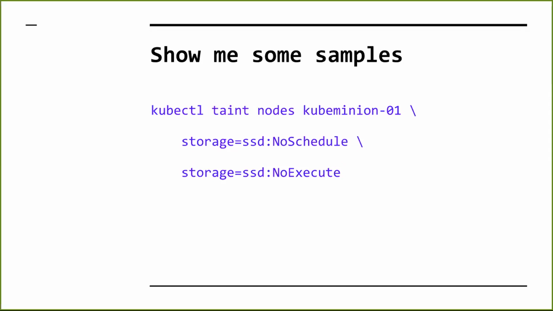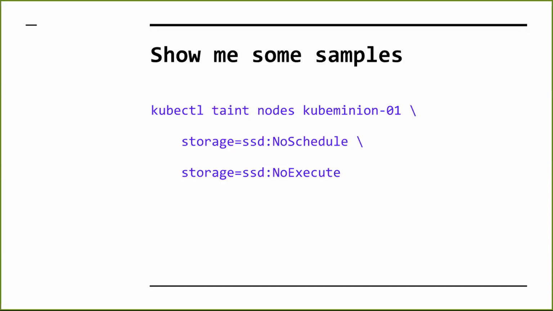That means any pods which do not tolerate this taint cannot be scheduled on that node. Similarly, at the same time, the user has given another taint to that same node, which says storage equals SSD, and the effect is NoExecute. This means none of the pods can be executed on the node called kubeminion-01 if that pod doesn't tolerate the taint storage equals SSD. So this is step one.